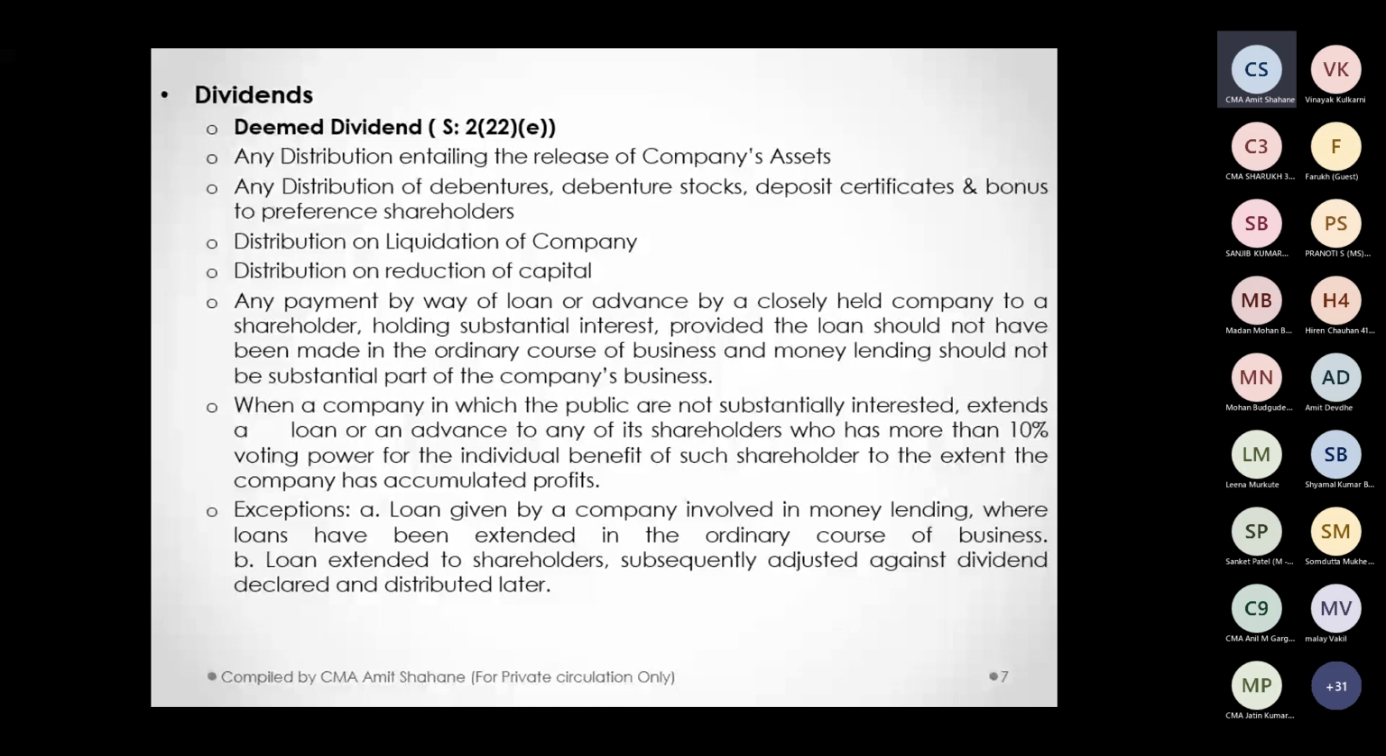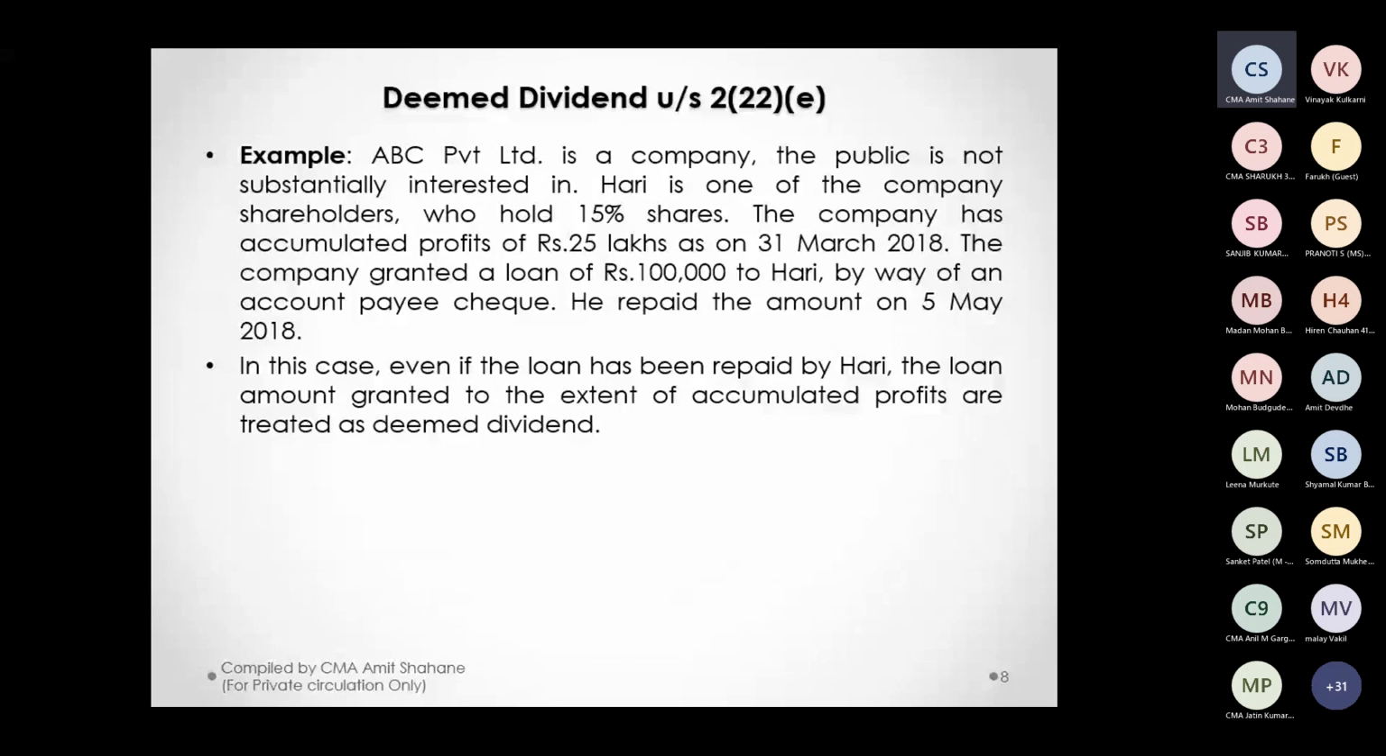So again, if a private company which is not listed on a stock exchange extends a loan to a shareholder who has more than 10% of the voting power, then also it will fall under the definition of deemed dividend. And finally, like the exception which I already discussed, if the loan is given by a company involved in money lending, where loans have been extended in the ordinary course of business, or a loan extended to shareholders is subsequently adjusted against the dividend declared or distributed, then it is not treated as deemed dividend.